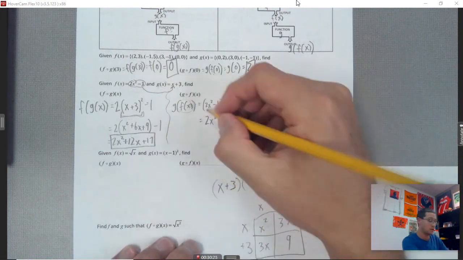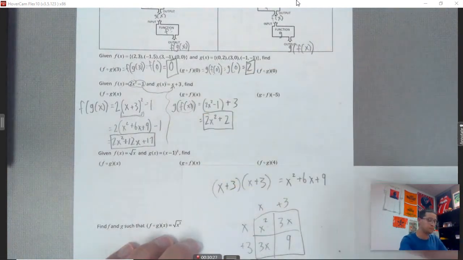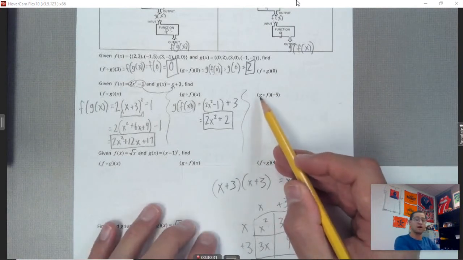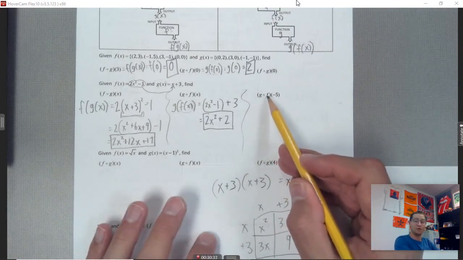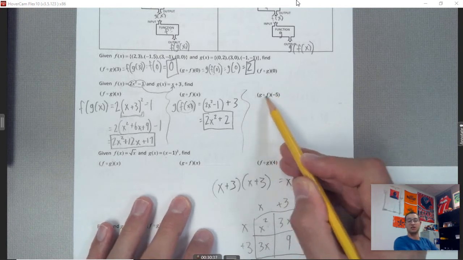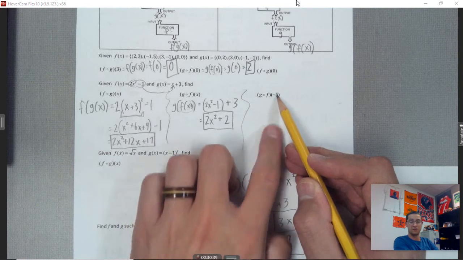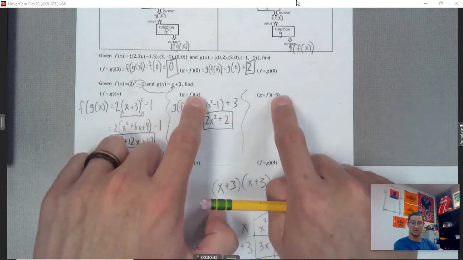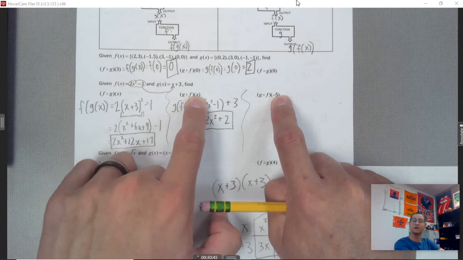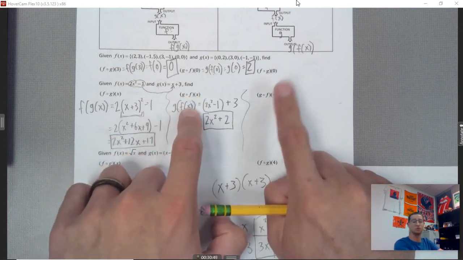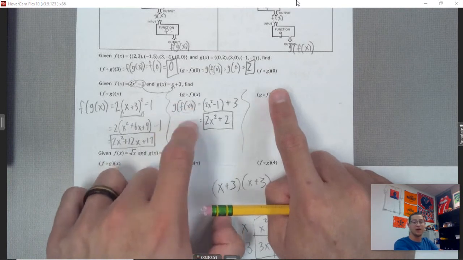Now, on this one, just to show you, I'm evaluating g of f of x, but this time I'm evaluating it at negative 5. So this is my function. The only difference from here to here is that instead of x, I'm writing negative 5. So I'm inputting negative 5 into g of f of negative 5. Remember, when I'm inputting an actual value, I'm going to get out an actual value.